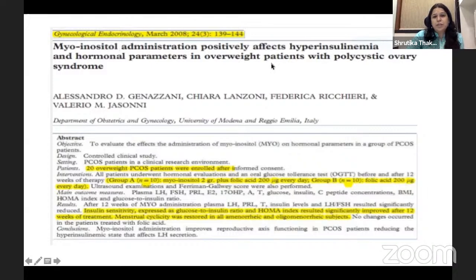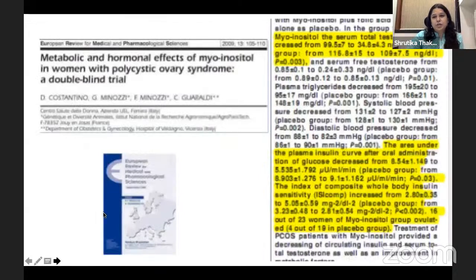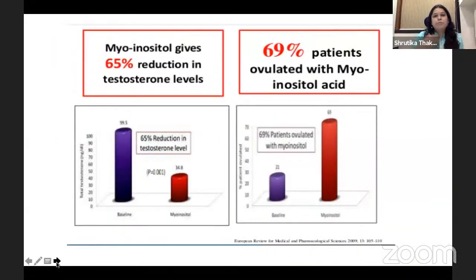Giving myo-inositol positively affects hyperinsulinemia. It affects the hormonal parameters. We see that patients lose weight faster, and there is better restoration of menstrual regularity. The metabolic as well as hormonal effects of myo-inositol have been studied in various double-blind trials, and they have seen that there is an improved insulin sensitivity in the group that is receiving myo-inositol, seen by reduced free testosterone levels, and there is probably improvement in these hyperandrogenemic symptoms also when a person is put on myo-inositol.